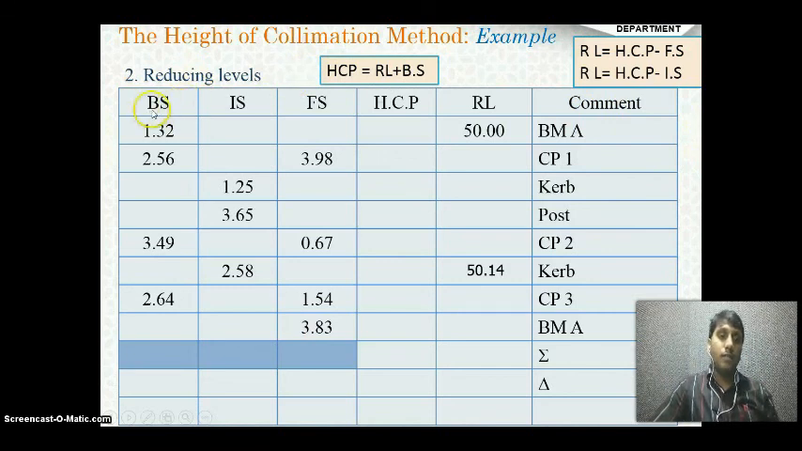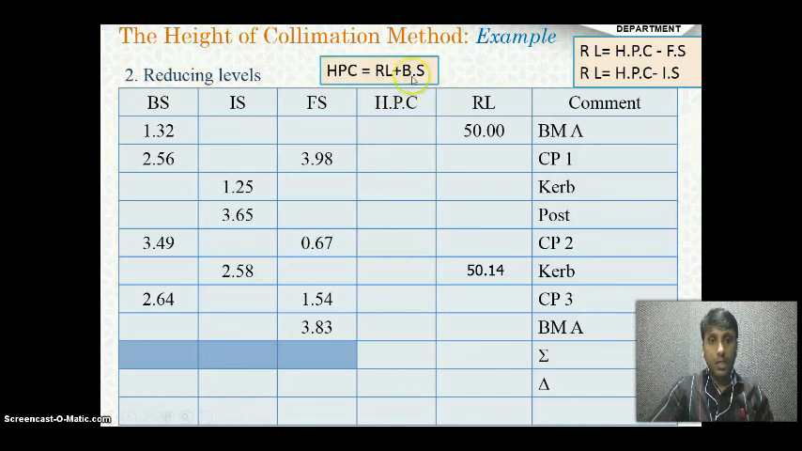You can see backside, intermediate side, foresight. The HPC is known as height of plane collimation method. See the formula here, RL plus backside. Okay, it is not HCP. To maintain the standard, it has been changed here. So this is HPC, height of plane collimation. See what is the formula? Height of plane collimation is equal to RL plus backside. RL means RL of benchmark A plus backside.